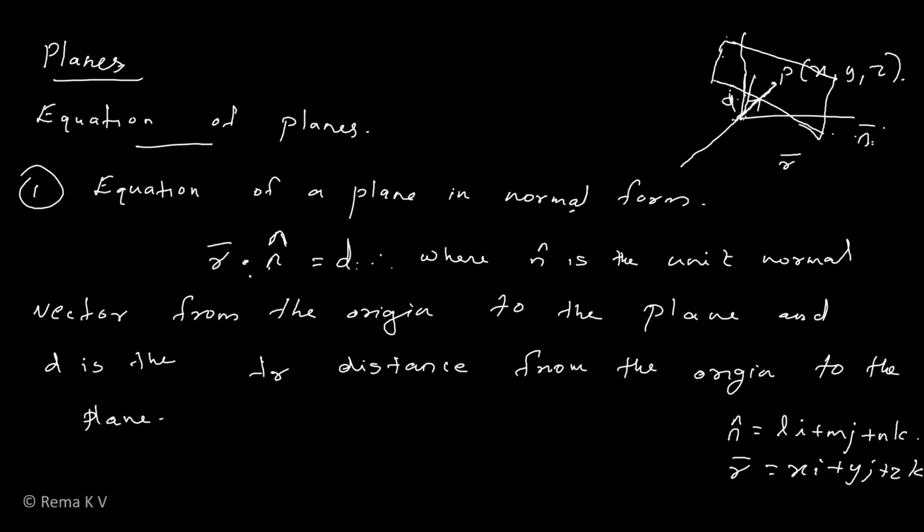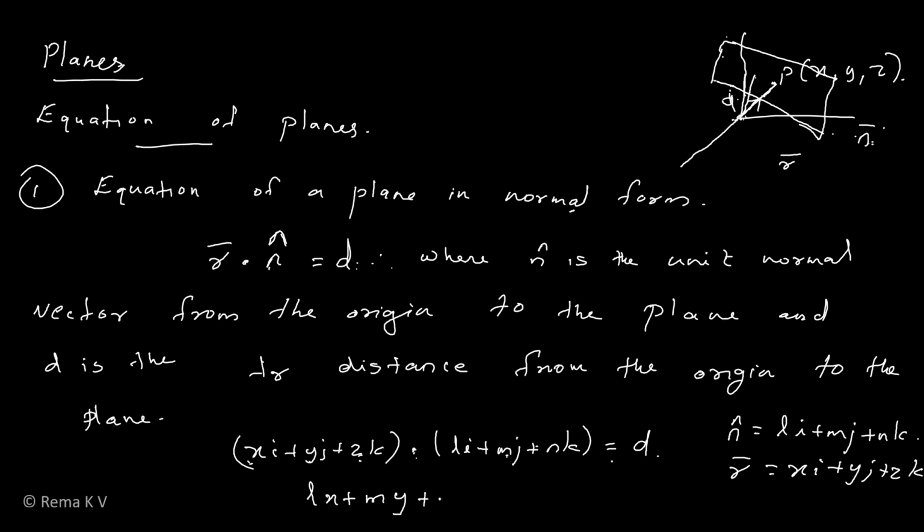So this can be written as R dot n, that is xi plus yj plus zk dot Li plus Mj plus Nk is equal to D. This equation can be written as R dot n cap is equal to D, and you know how to find the dot product of two vectors. We can write this as Lx plus My plus Nz is equal to D. This is the Cartesian equation of a plane.